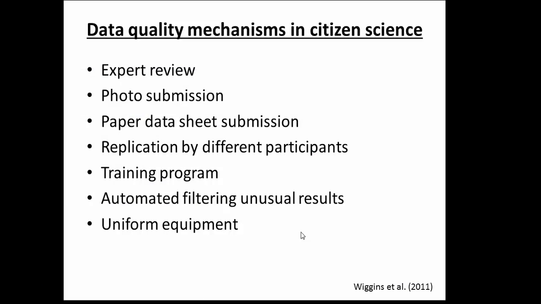So what kind of data quality mechanisms are already in place across different types of projects, and those include expert review, photo submission, having the paper data sheets submitted alongside online data entry, having replication by different participants, and so on.